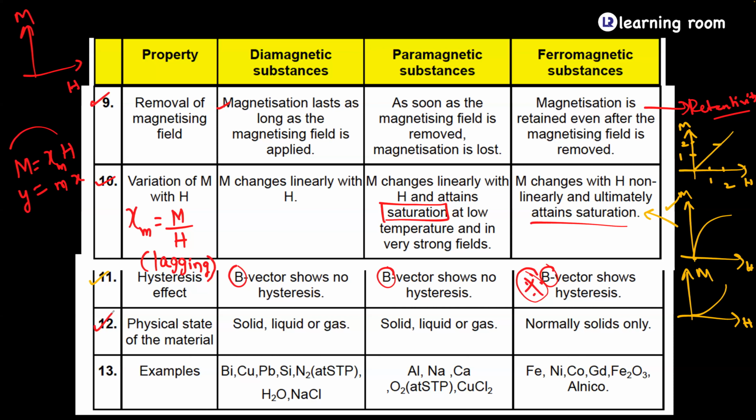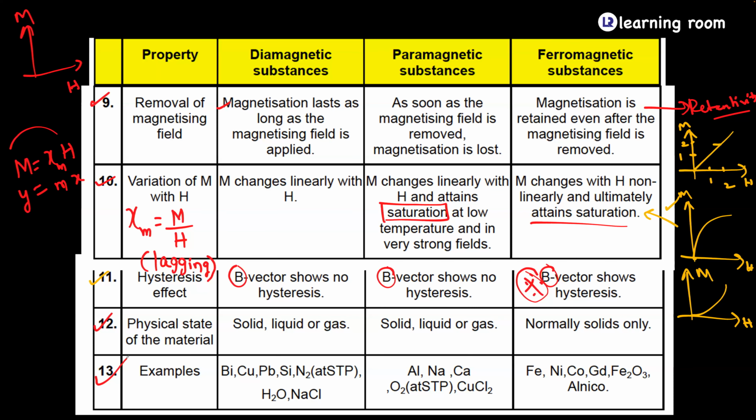And lastly, it is simple. The next two are only examples and the physical state. If you talk about a diamagnetic substance, its physical state can be a solid, liquid, or a gas. For a paramagnetic substance, you can think of a solid, liquid, or a gas, but ferromagnetic substances are mostly solids only. And the last point is, some examples of diamagnetic substances are bismuth, copper, lead, silicon, nitrogen, water, and NaCl. All these materials do not have any unpaired electrons.